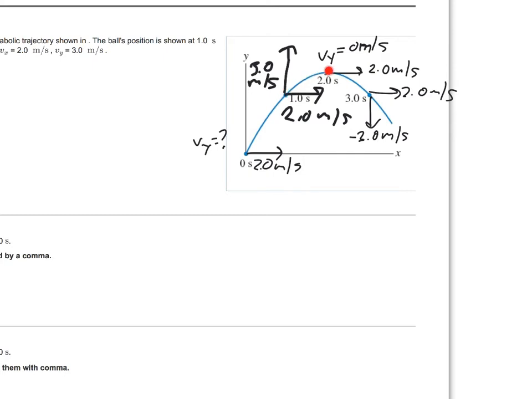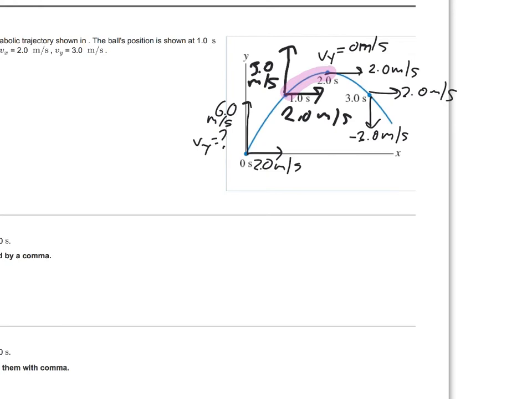And by 2 seconds, it's dropped to 0. That means I must have started with 6 meters per second of velocity because it's losing speed at a constant rate. Now, the other way of doing this is I can consider the portion of the flight just from that 1 second up to that 2 seconds.